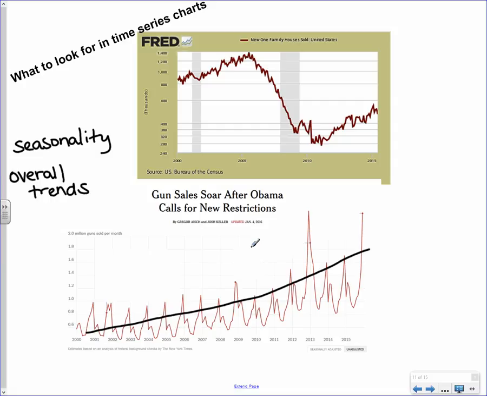So looking at time series charts, what do we look for? Like I said, we look for the overall trend. So we see here, this is gun sales. The name of this graph is gun sales soar after Obama calls for new restrictions. Okay, so we see that there are lots of peaks and valleys, but overall, this graph increases, okay? You might want to look for, are these peaks always in the same spot?